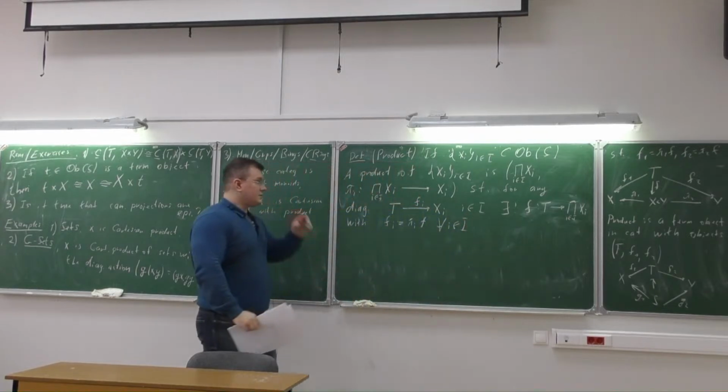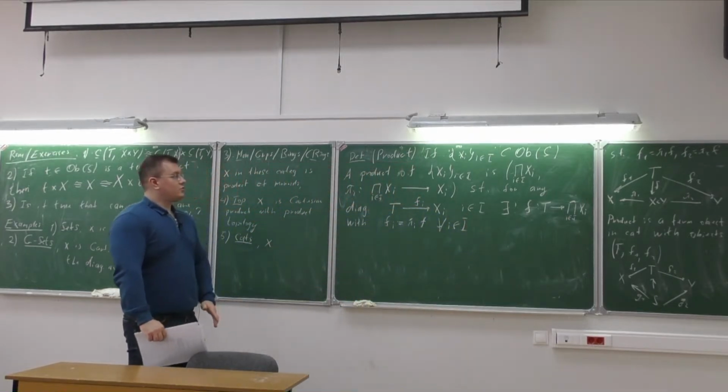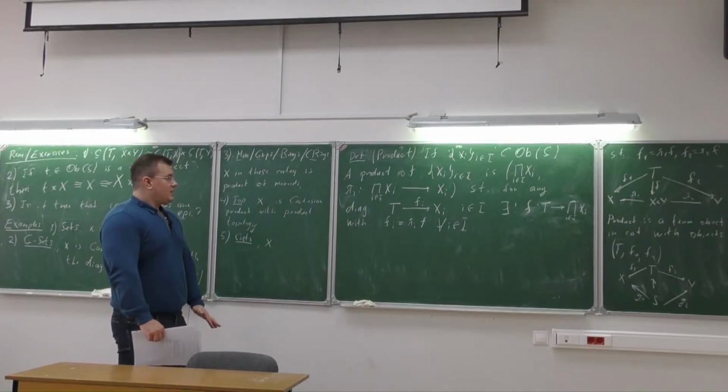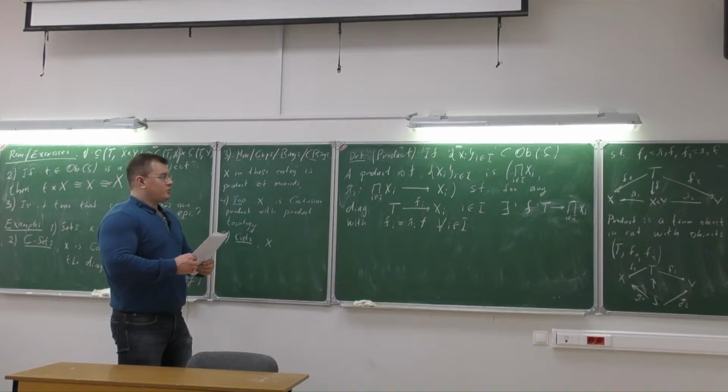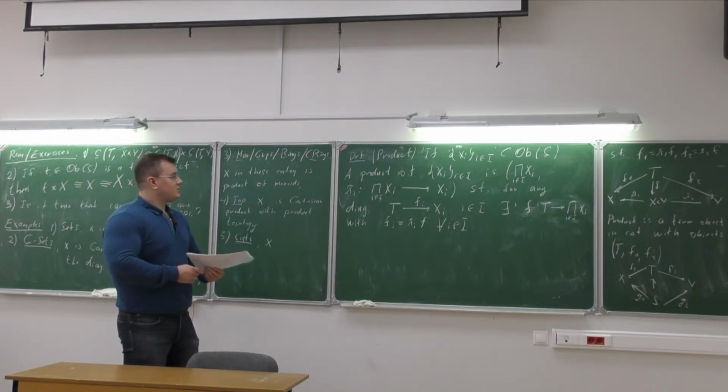So as you can see, this is a straightforward generalization. If I is a set with two objects, you'll get the previous definition. But this is more general. This is for any set of objects. Not necessarily countable, for example, quite general.